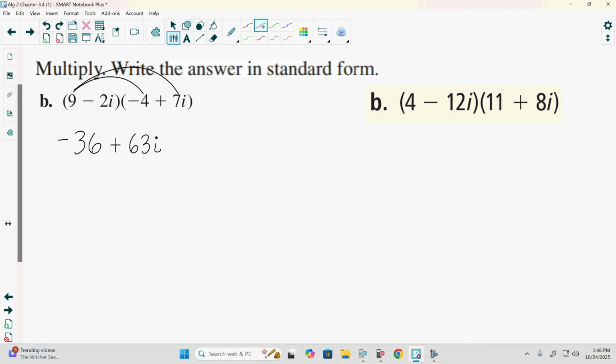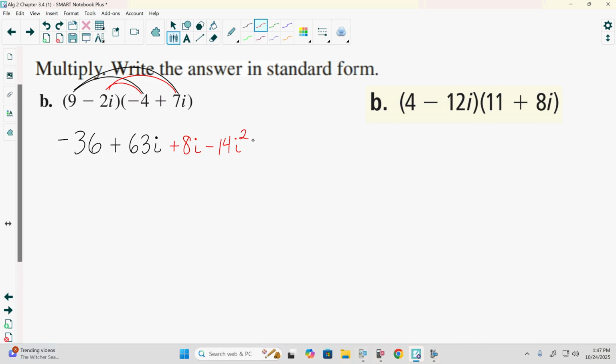And once we finish multiplying through by 9, we're now going to multiply through by negative 2i. Negative 2i times negative 4 is going to be positive 8i. Negative 2i times 7i, negative 2 times 7 is going to be negative 14, and i times i is i squared. Essentially the exact same thing we just did, but instead of multiplying through by one term, we're multiplying through by two.